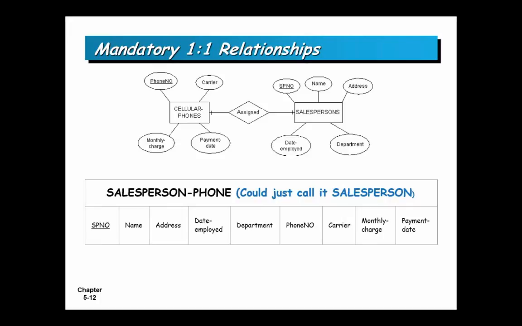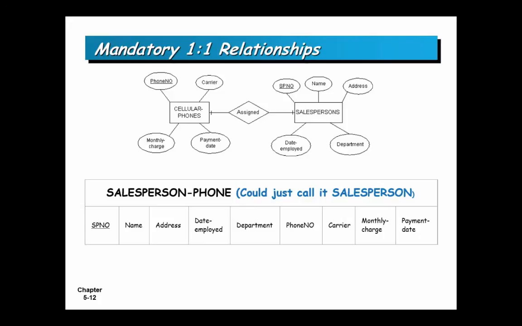You could create a single table out of these two entities. You have a salesperson entity, right? That's a thing. And a cell phone is another thing. They each have attributes associated with them. You can create a single table for them, called the salesperson phone table, if you wanted to, or the salesperson table. I don't care what you call it. And the key could be either really the salesperson number or the phone number. Doesn't matter, but salesperson number is probably more logical. You could do this.